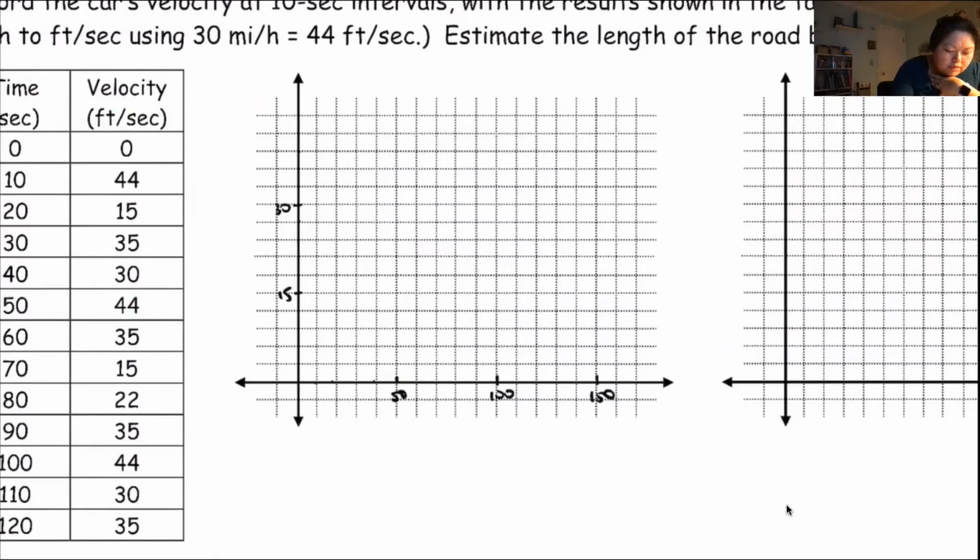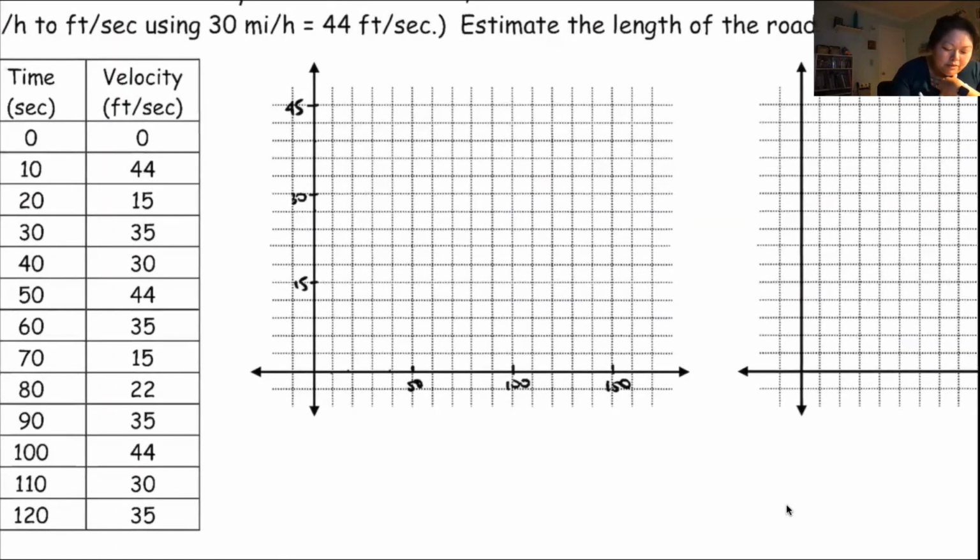Then 1, 2, 3, 4, 5, and that makes it 45. Okay, so I'm going to spend time to do the first one with you to show you what it should look like, right? And then you can graph the second one yourself because it's the exact same graph, right? So let's graph the data points.